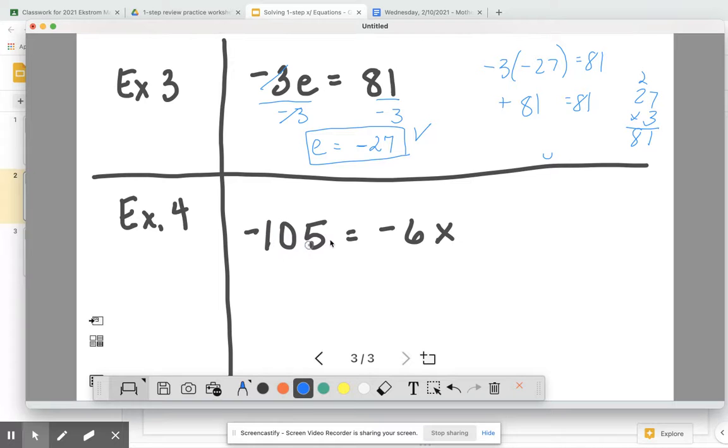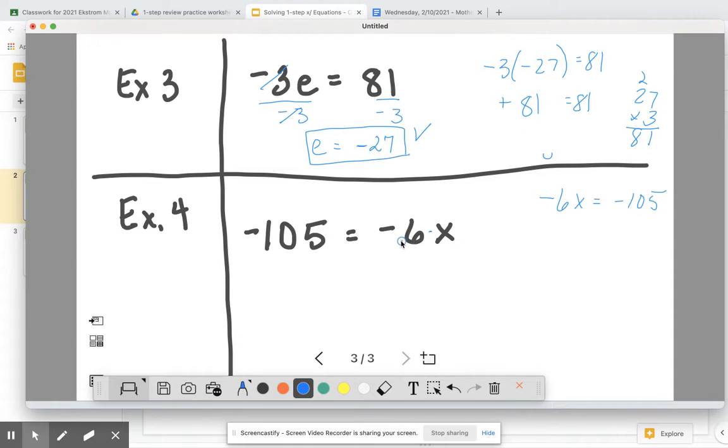Alrighty, negative 105 equals negative 6 times x. Same idea. It's just written with the algebraic expression on the right-hand side as opposed to the left, like up here. We're going to follow the same process. If you needed to, you could always rewrite it like this. Okay, but I'm going to stick with this right here. Negative 6 times x equals negative 105. So identify the side with the x, that's right here. What are they doing to the x? They are multiplying by negative 6.